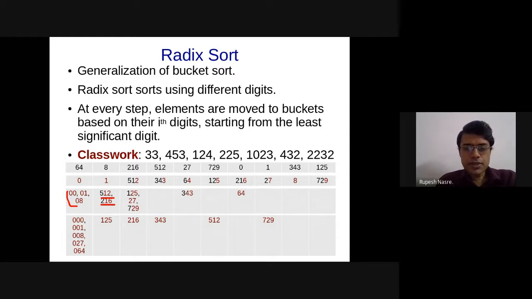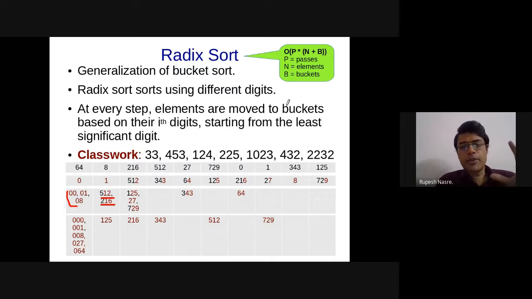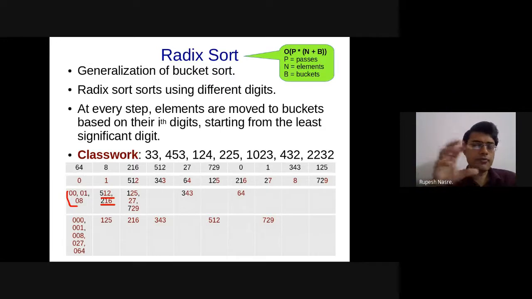Any other concerns, questions here? I'll show you the complexity. It turns out that the number of iterations and the number of elements start mattering, because in the worst case, all the elements can come to the same bucket. That is possible. It works with duplicates also, but typically, assuming unique elements, you will have a good distribution based on the digits and the number of buckets.